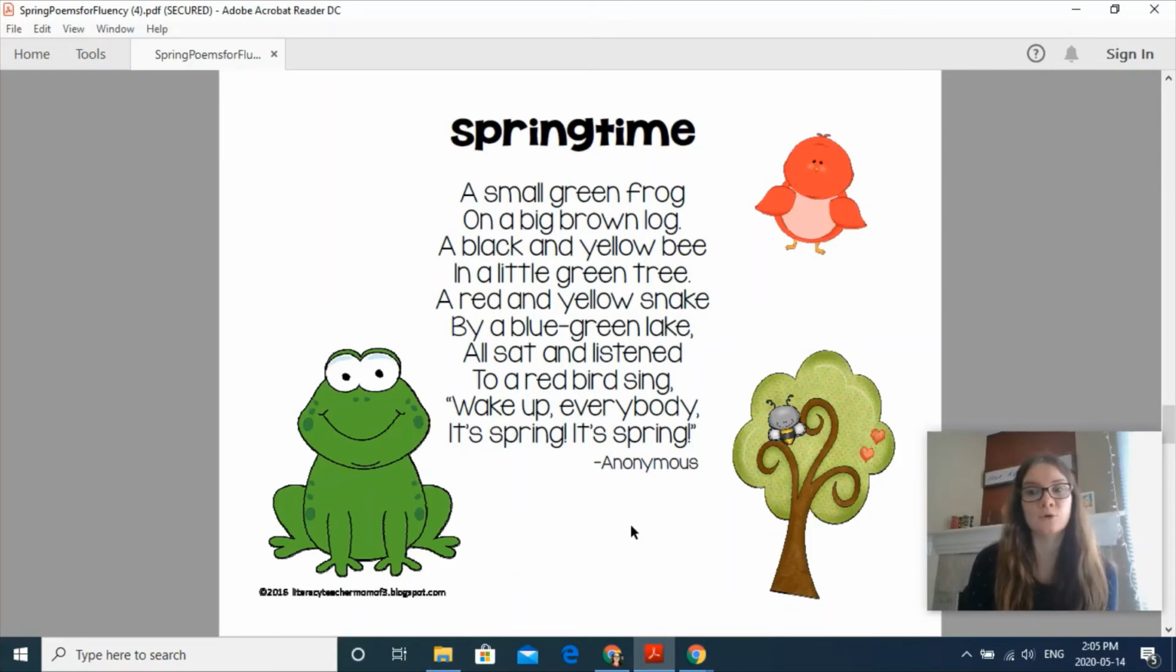It could be about an animal. It could be about something you do in the spring. It could be about the weather in springtime, anything that you can think of. I've loved seeing the ones that you've done so far, and so I would love to see more poems that you write and make sure you show me. Okay, so I'm going to now insert the clip of my work so you can check yours.